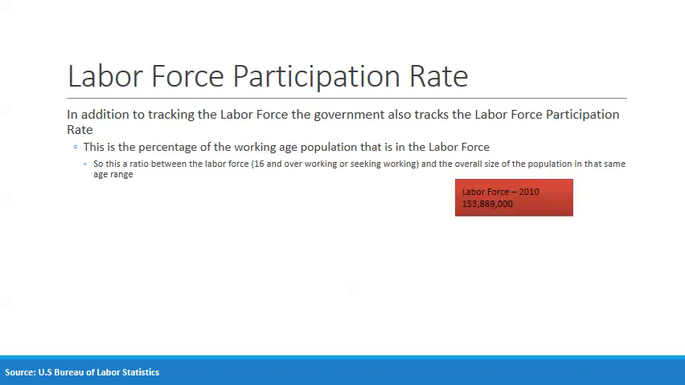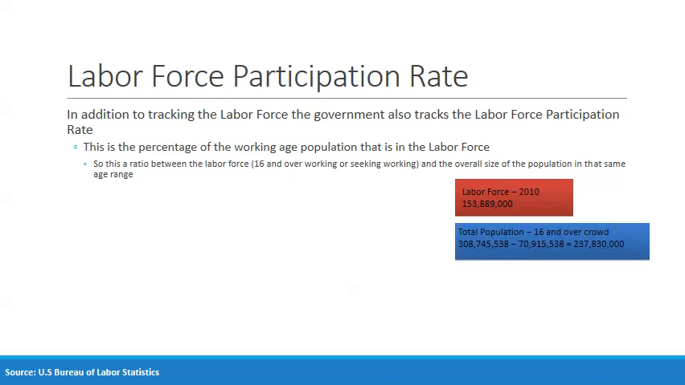So when you look at the numbers, in 2010, the labor force was 153.8 million people. Now the total population was 308 million, but if we take out everyone who's under the age of 16, that's basically 71 million people, then we're left with a number, 237.8. Those are the people who could have a job. So when you look at these two numbers, it's possible that 237.8 million people in the United States could be working, but of that, only 153.8 are.